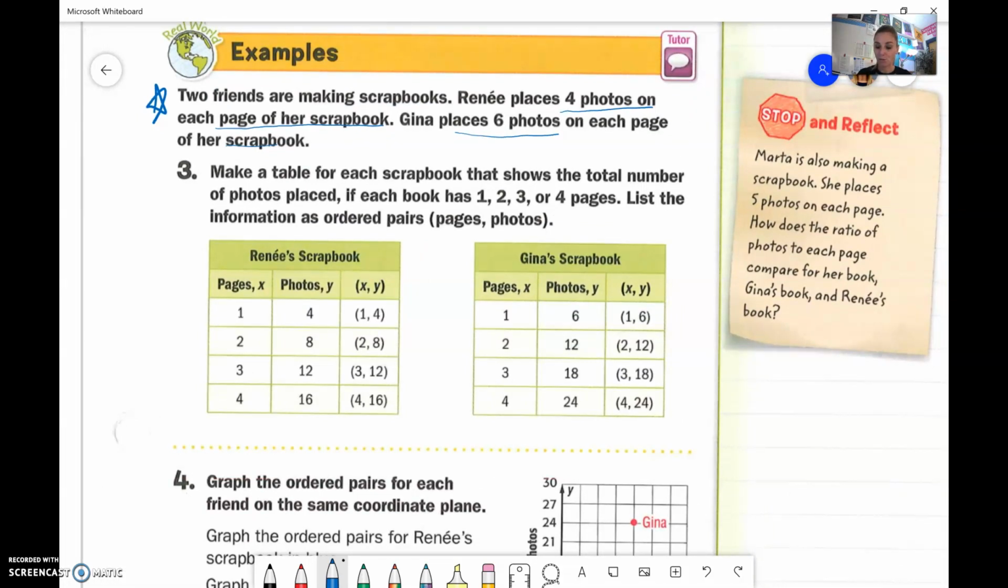List the information in ordered pairs. So remember, let's start with Renee. You have your pages as X, your photos as Y. Again, we're going to label it XY. So for one page she has 4 photographs.